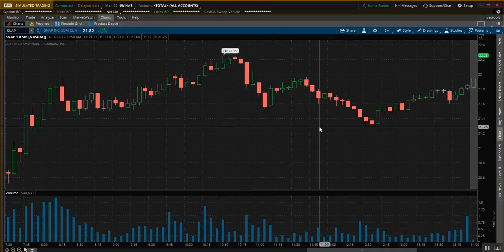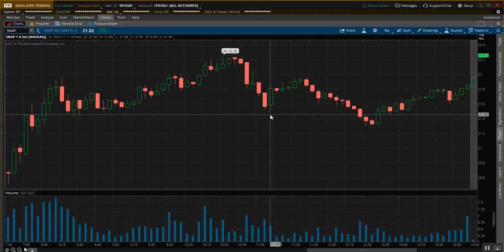So this is what a candlestick chart looks like. This is on Snapchat, which did really well today. I did not trade it because I don't usually like trading IPOs in the first year, but that's just me. But we're going to learn the candlestick charts off of here.